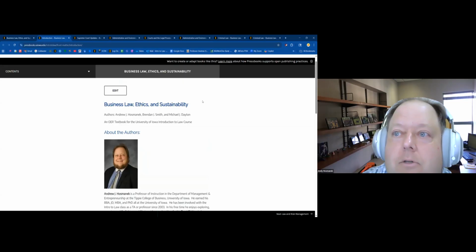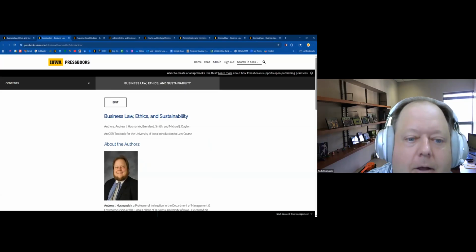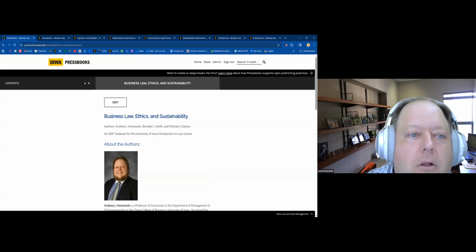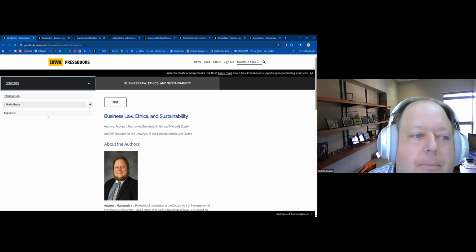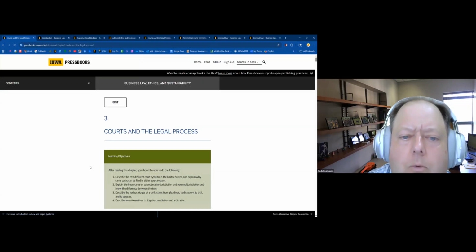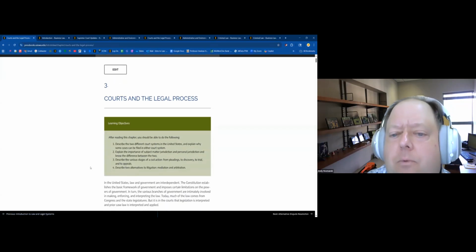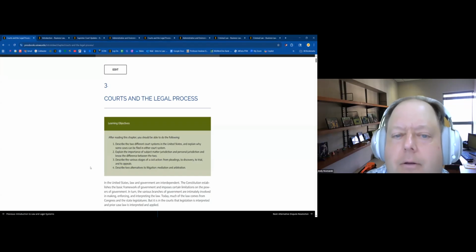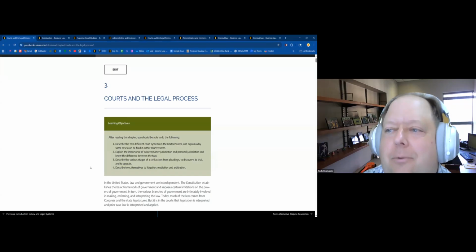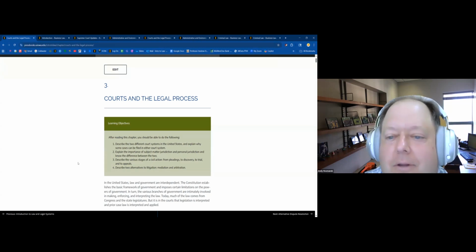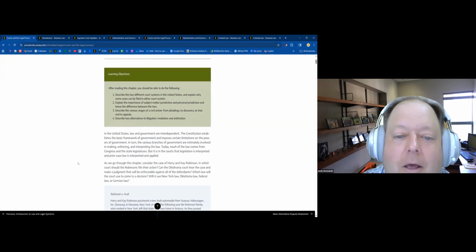So, just to give you an idea of what a chapter would look like, if we pull up, say, courts in the legal process. We've got our learning objectives at the top. So we aligned our course learning objectives with what we present and we wrote new ones. And all of this was done before AI, by the way. This is all manually done, although I could certainly see a way that AI could augment this today.